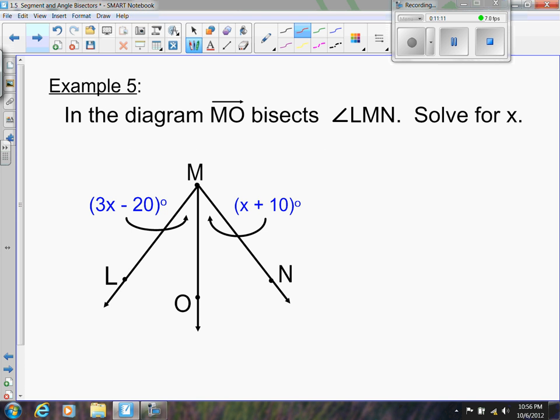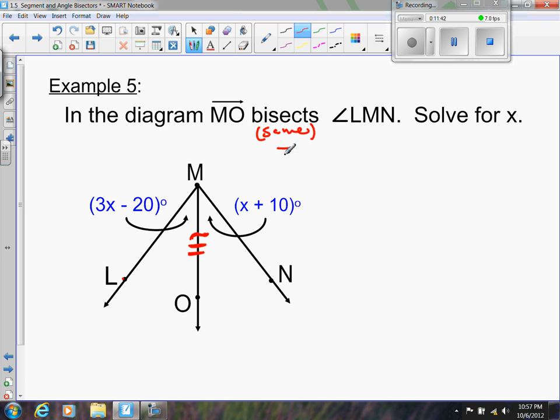So on a test and in your homework, you'll have to do problems like this. You're given that MO bisects angle LMN. If it bisects it, what does that mean? That the two parts are congruent, right? If they're congruent, they have the same measure. So they're the same, right? So whenever you see bisects, you better be thinking we have some things that are the same, right?